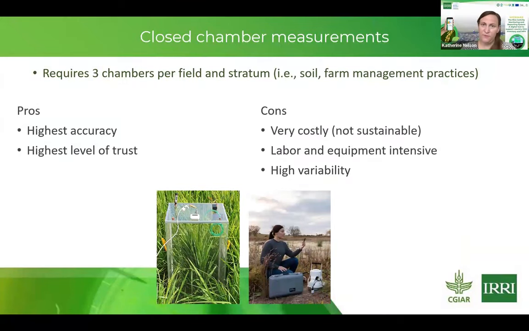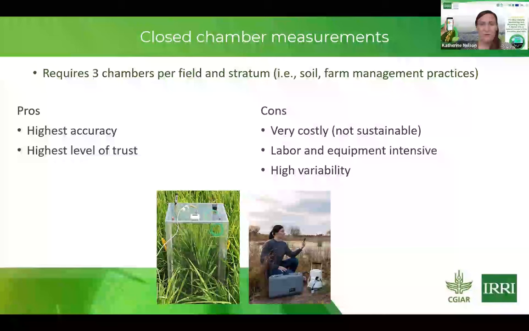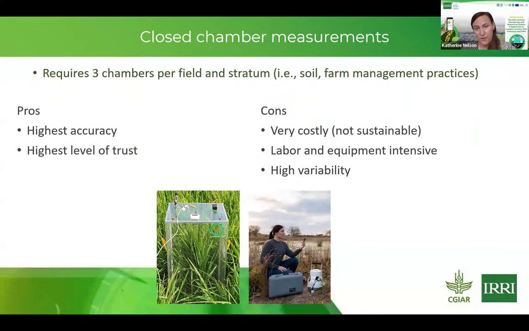Closed chamber measurements, I talked about a little bit before, but just to give you more information, when using these, the requirements are that you would have 3 chambers per field, and then you'd need multiple measurements per stratum, which is based on the biophysical and social or management practices of those fields. So this could mean that in places that have a lot of variability, you have many strata, and that would be very expensive. The benefits are that it has high accuracy and high levels of trust, but it's quite expensive. We're talking $1,200 plus per chamber per season. And then you have very labor and equipment intensive data collection and still high variability.